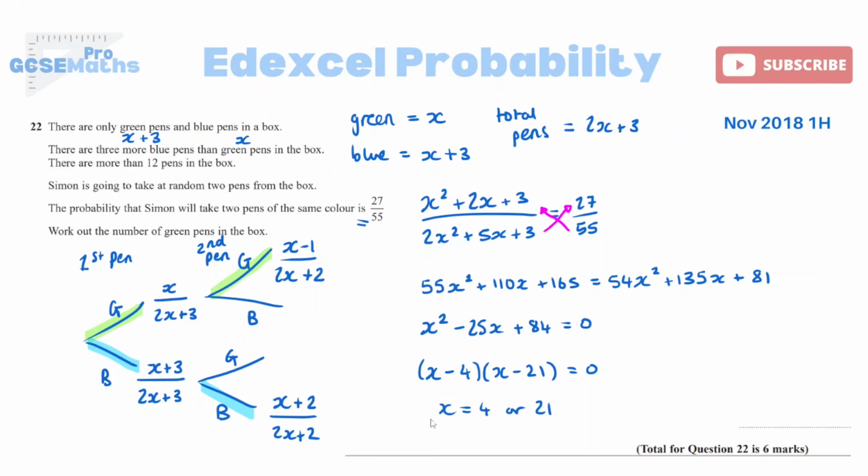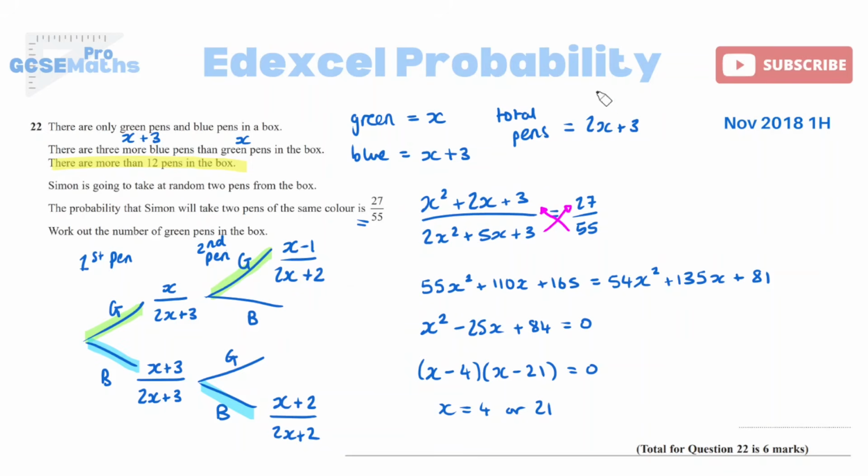Now, if you remember what x actually was originally, it was the number of green pens, which is what we're looking for, isn't it? However, I do have 2 answers. So in this case, I do need to go back to my context and think, is 4 correct or 21? I have to choose. Now, the only bit of information that we haven't currently used yet is this. They mention that there are more than 12 pens in the box. So I can test out both 4 and 21 and make sure one of them means that there would be more than 12 pens in the box in total.